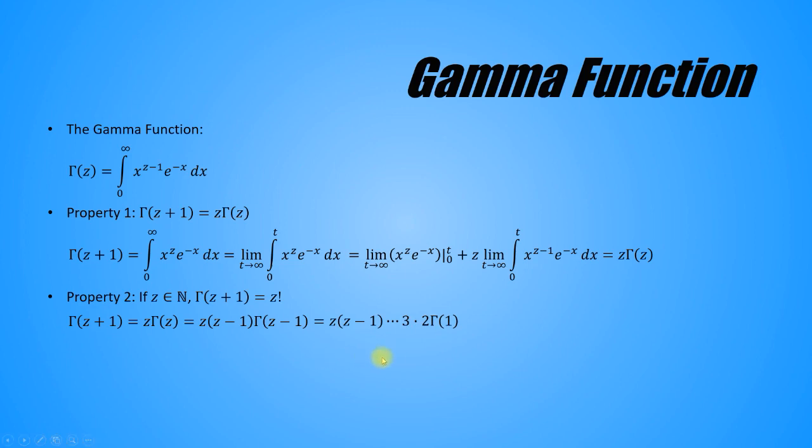Now we know what gamma of 1 is from the previous slide. It's 1. So I'll make that substitution. And what we're looking at right here is nothing other than z factorial.